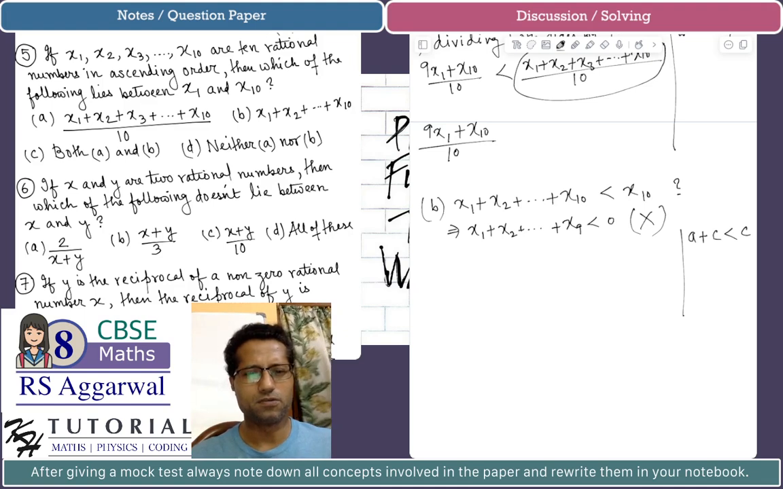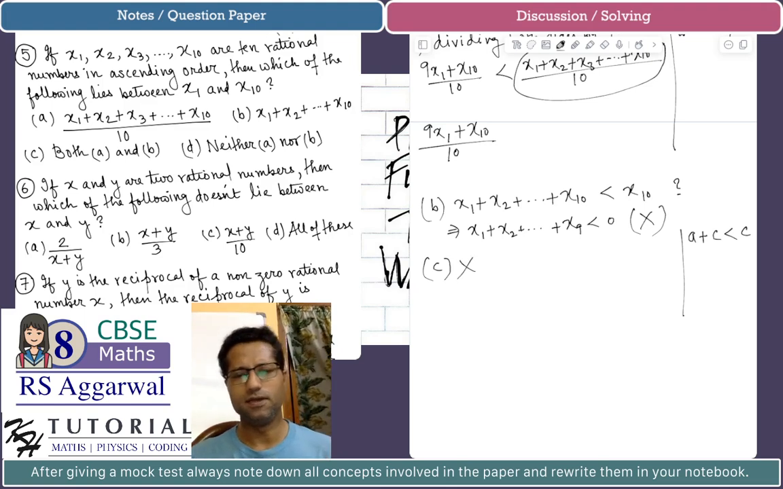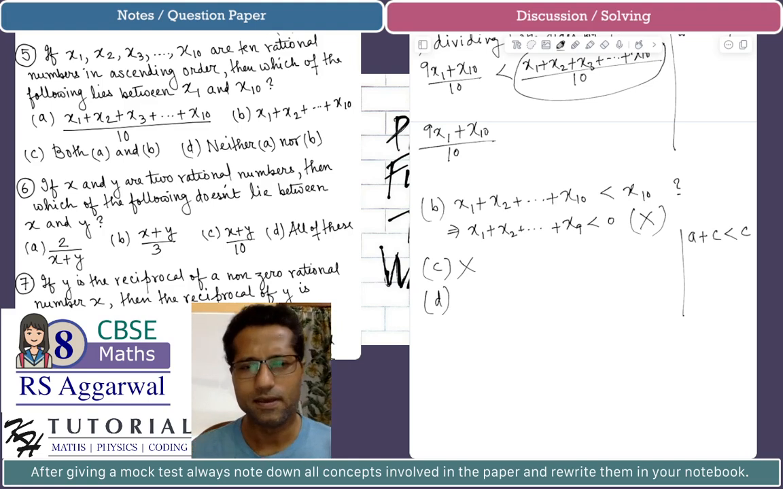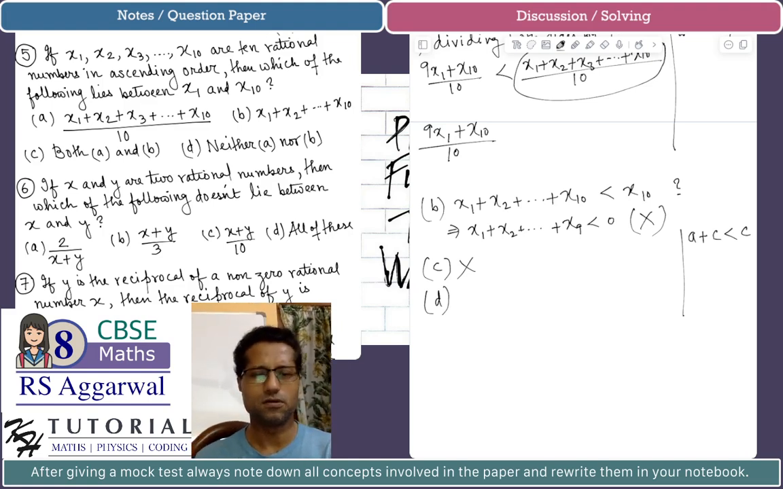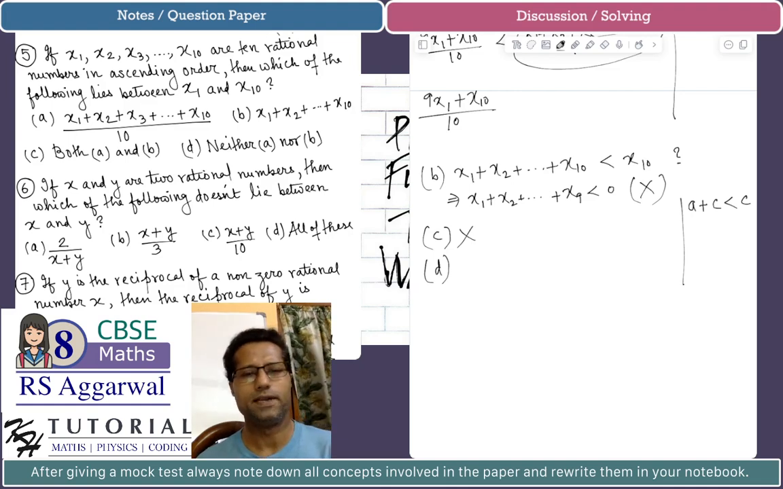Now, if B is not possible, then choice C, which is both A and B, will not work, because we have already seen that B is not a correct choice. Now, what about D? We can choose D only when choice A is also false. So for that, we have to see what choice A is. It is really depending on choice A now.